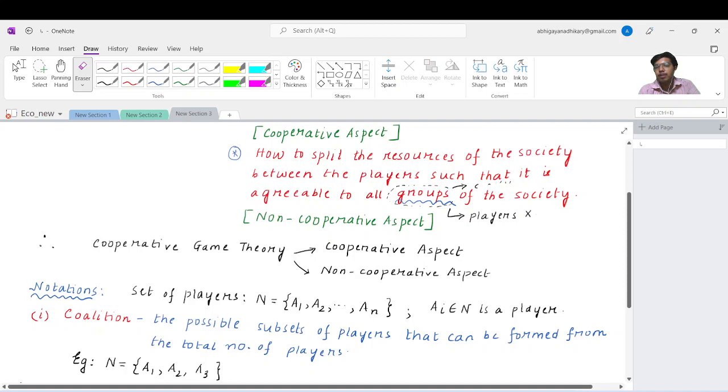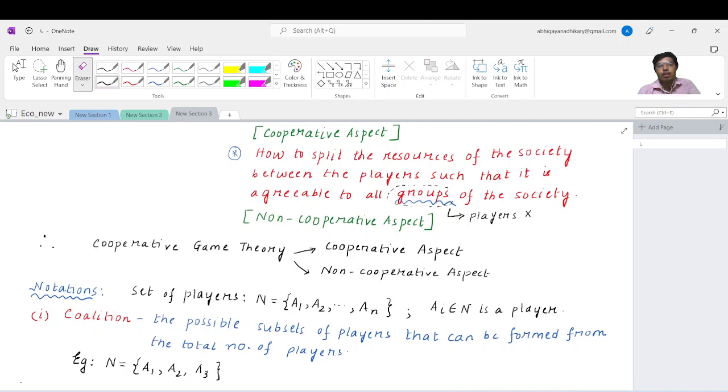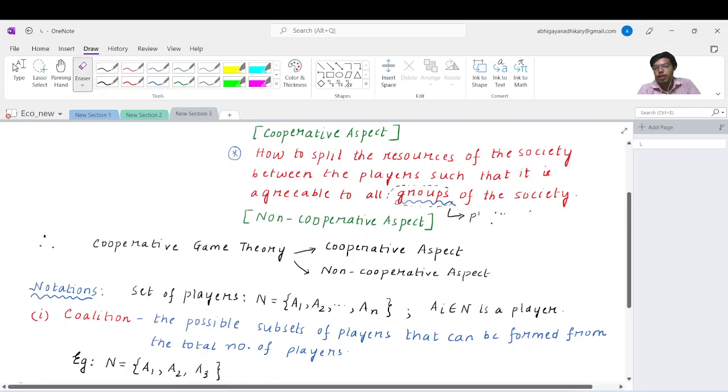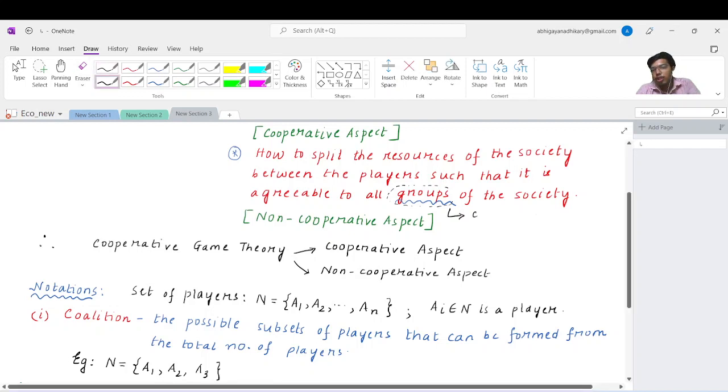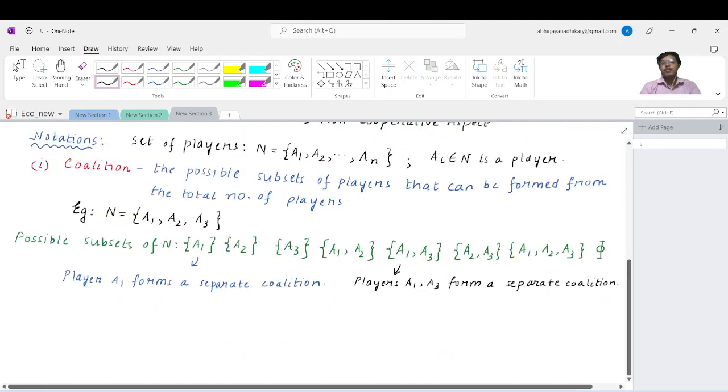Let me just rub it out. There is not enough space over here. So I'll just mention it below over here if I just rub it out. So this is essentially all possible coalitions that we are talking about. So it has to be acceptable to all possible coalitions in the society. Now, why is this so?